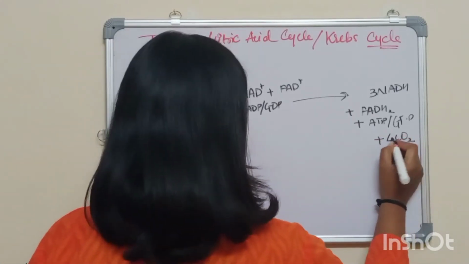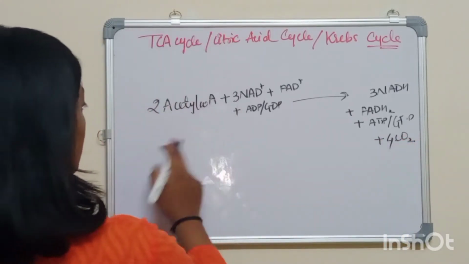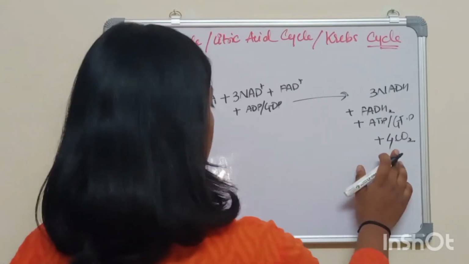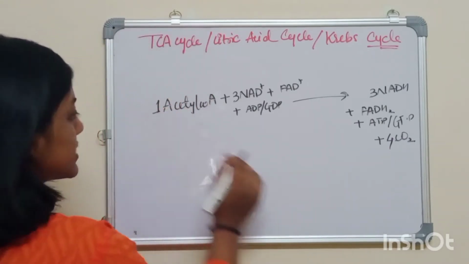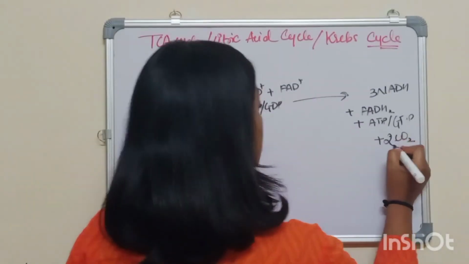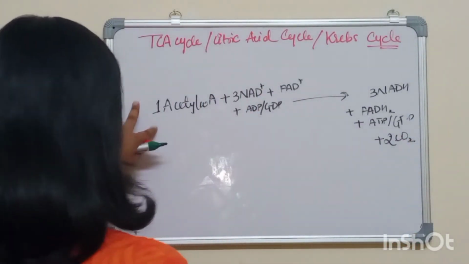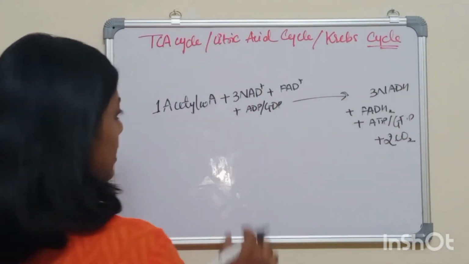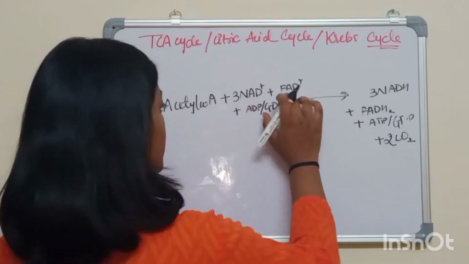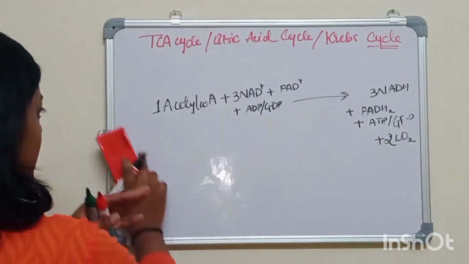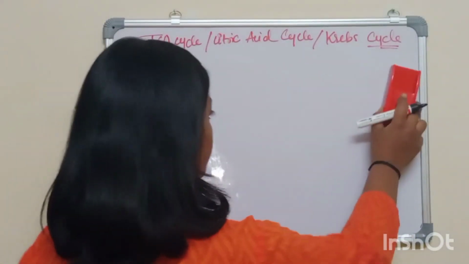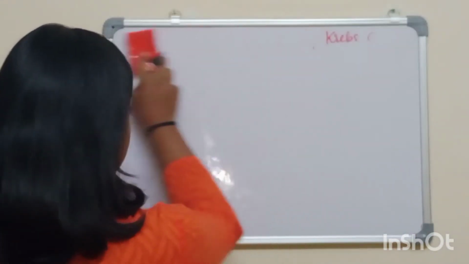Sorry, 4 CO2. 2 CO2 for 1 acetyl CoA, so for 2 acetyl CoA there will be 4 CO2. Sorry, this is the reaction for 1 acetyl CoA. If it is for 2 acetyl CoA, everything will be just doubled, like 3 NAD plus, 2 FAD plus, 2 ADP, and 6 NADH will be produced, so everything gets doubled. Okay, so let's see the cycle.